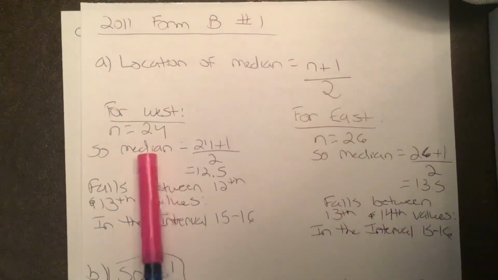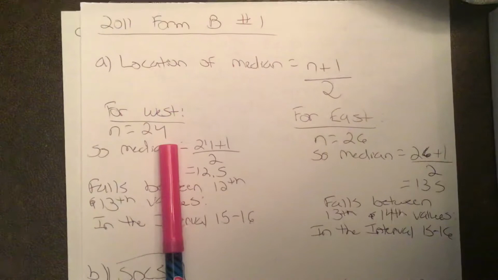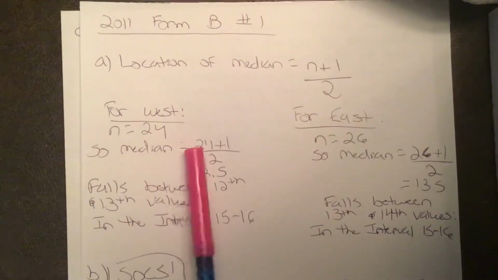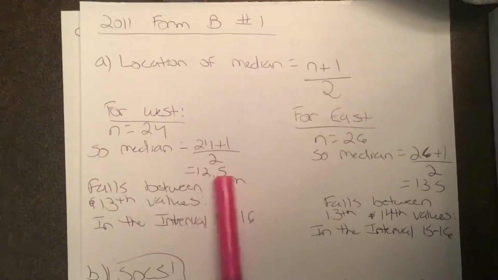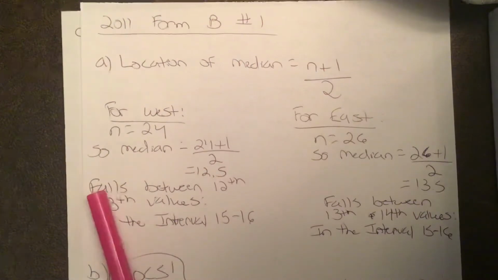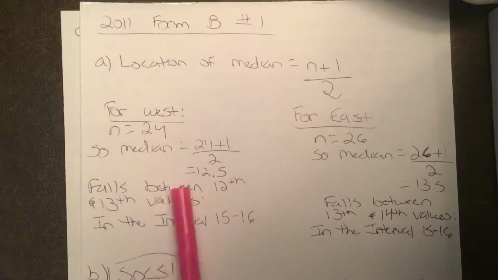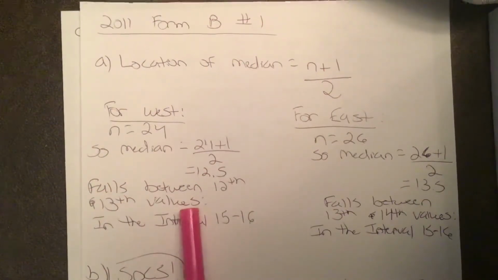So the location of the median, this is not the median value, but the location of it, would be 24 plus 1 over 2, which is 12.5. So that means the median is going to fall between the 12th and 13th data values.